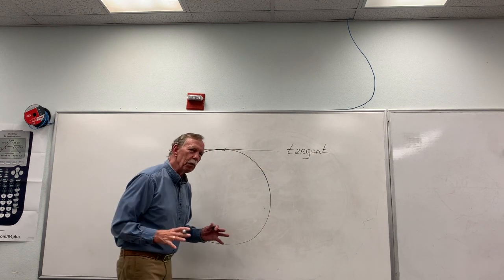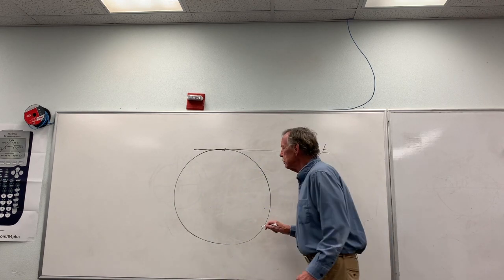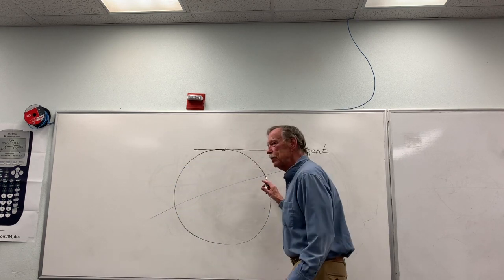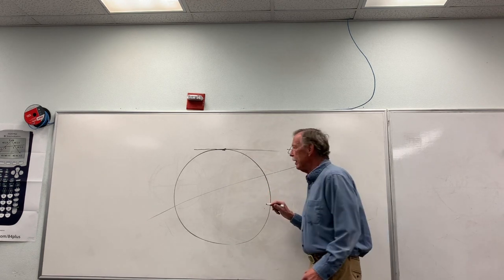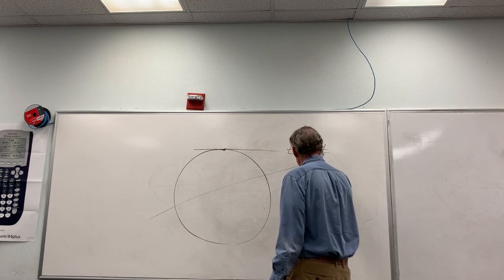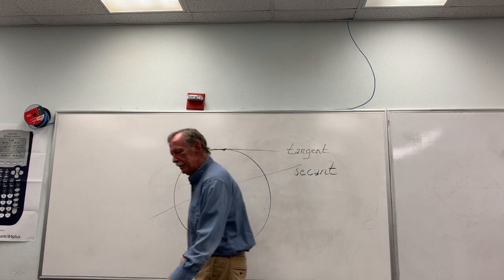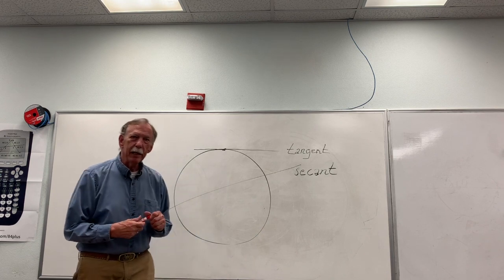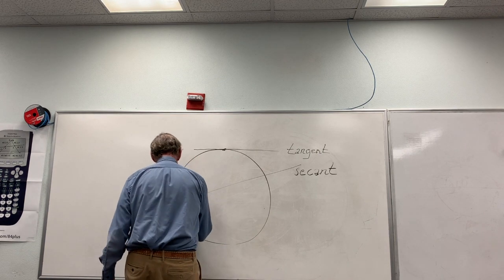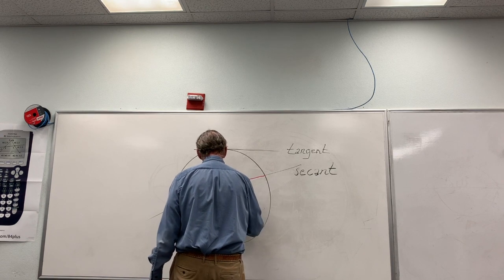The next piece that we're going to look at pokes right through the circle. It intersects the circle in two places. That piece is called a secant. The piece of a secant inside the circle has its own name. This piece here, inside the circle, is called a chord.